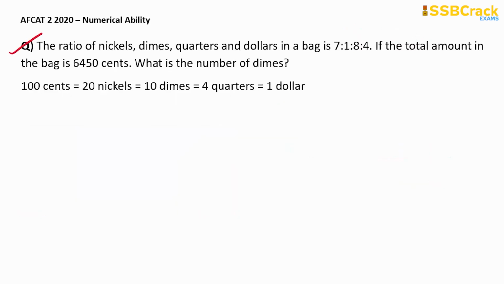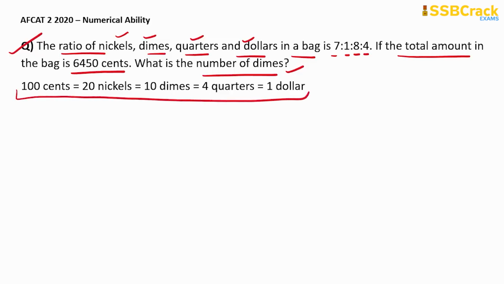This is question number 1 and it states that the ratio of nickels, dimes, quarters and dollars in a bag is 7:1:8:4. If the total amount in the bag is 6450 cents, what is the number of dimes? Here we are given 4 different currencies in a ratio and we have to find the number of dimes. The conversion is also given in the question: 100 cents equals 20 nickels equals 10 dimes equals 4 quarters equals $1. By using this conversion scale, we can easily find our answer.